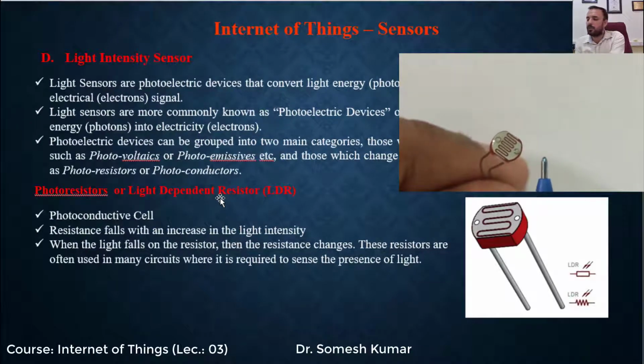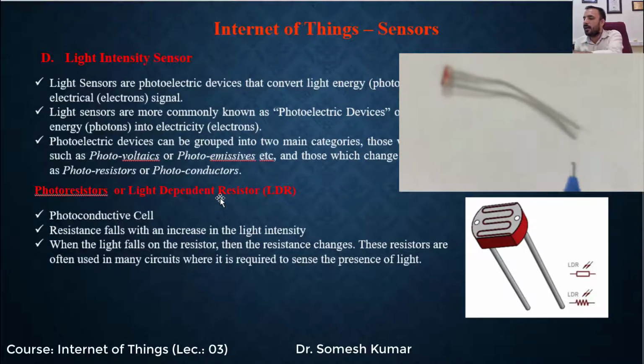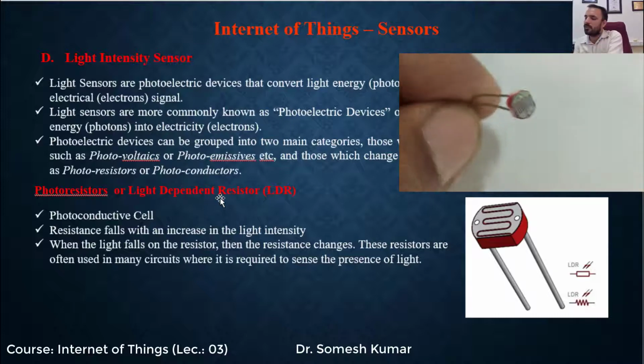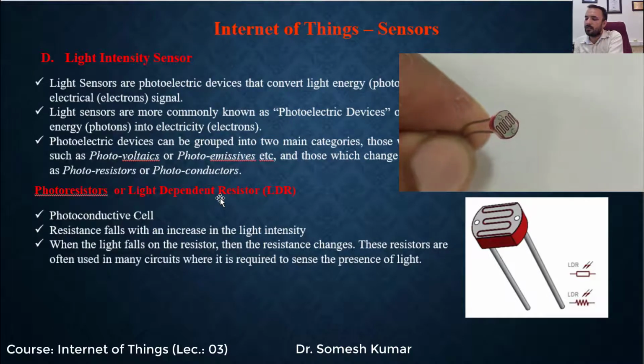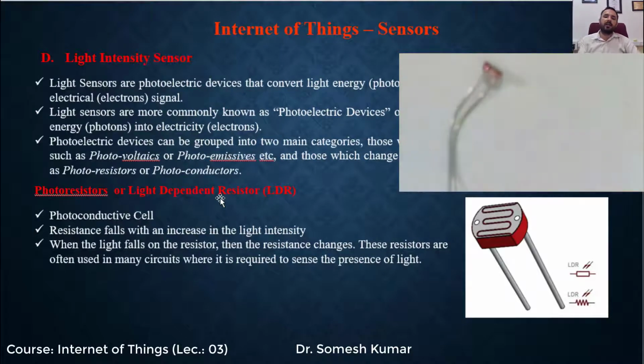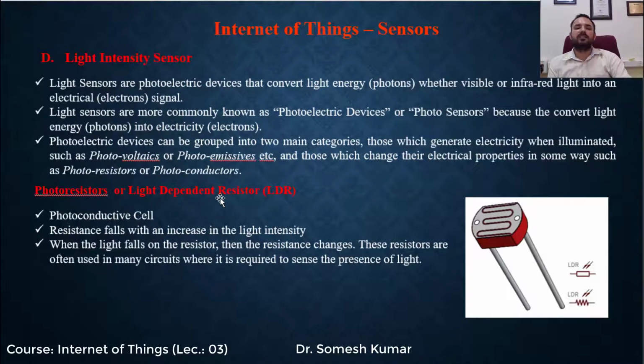Fine. Basically there are two terminals, this first one and the second one. This can be used as positive, this can be used as positive. So these terminals are interchangeable. When light falls here, its resistance changes, and this resistance is measured, and it basically gives you output whether light is present or not.